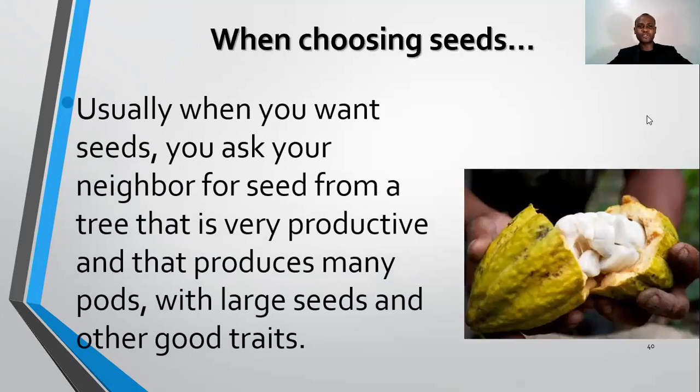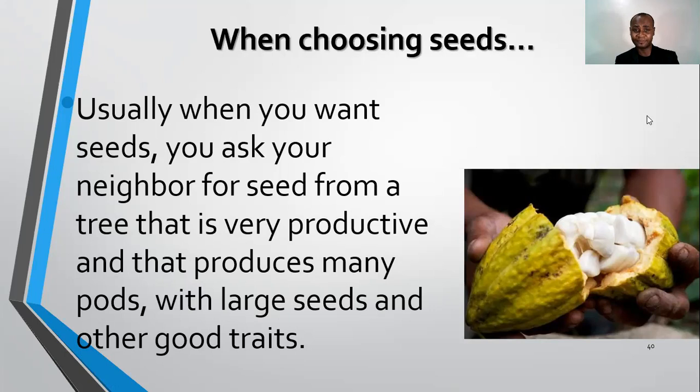Usually when you want to buy seed, most of the time you just ask your neighbor for some seed from the good productive trees on their farm, that produce many pods with light seeds and other good qualities. So this is okay. But the issue here is that seeds will never produce the same characteristic as their mother.